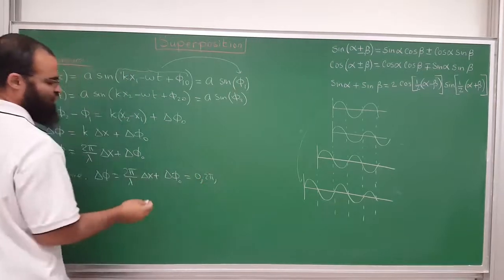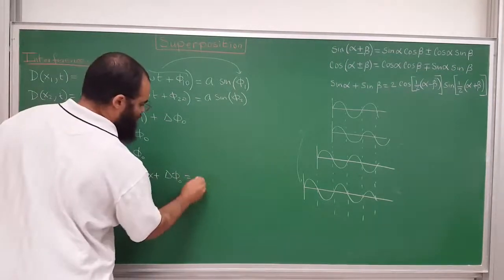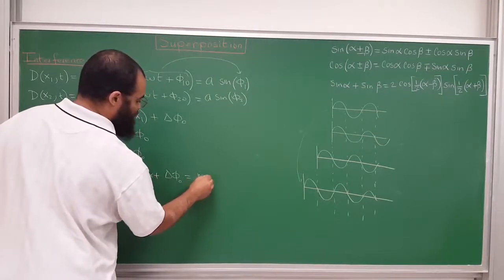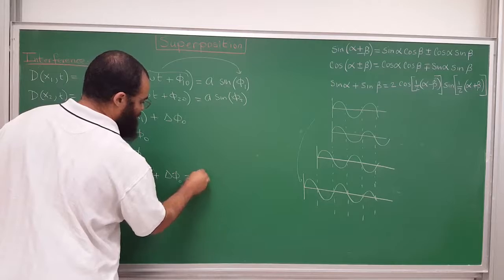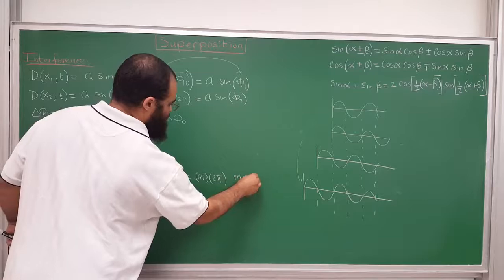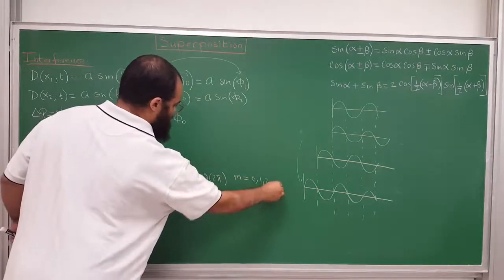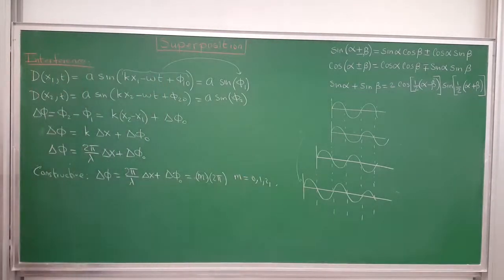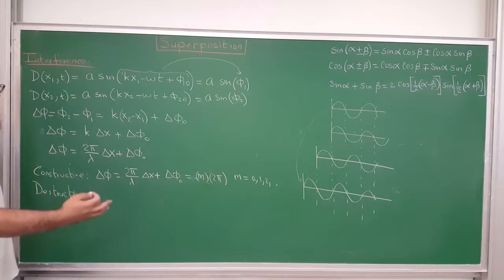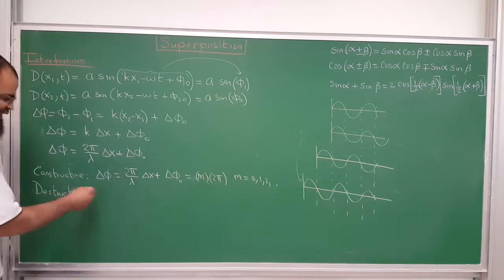so a multiple of 2 pi, m times 2 pi, where m is equal to 0, or 1, or 2, and so on. That's constructive interference. Destructive if they differ by an extra pi, like an odd number of pi. So pi would be destructive, 2 pi constructive, 3 pi destructive, and so on.